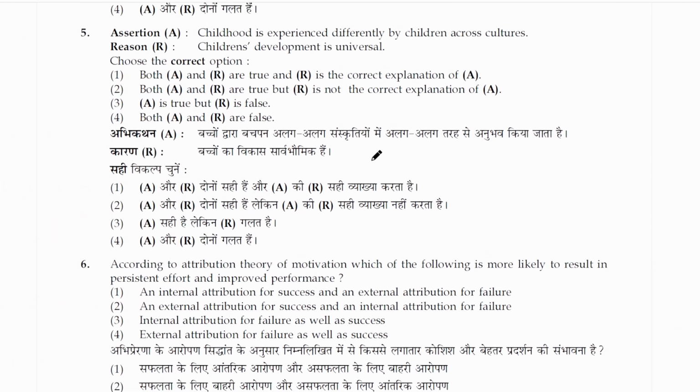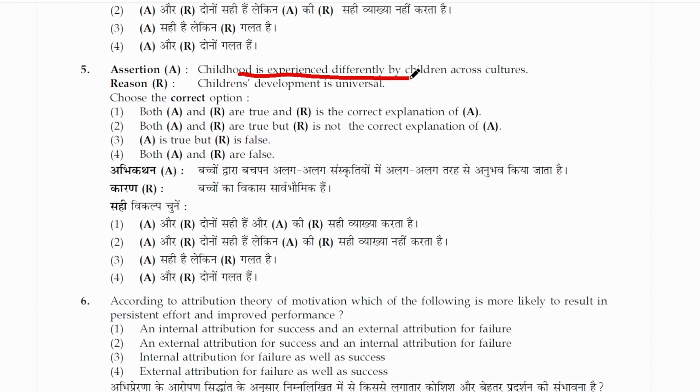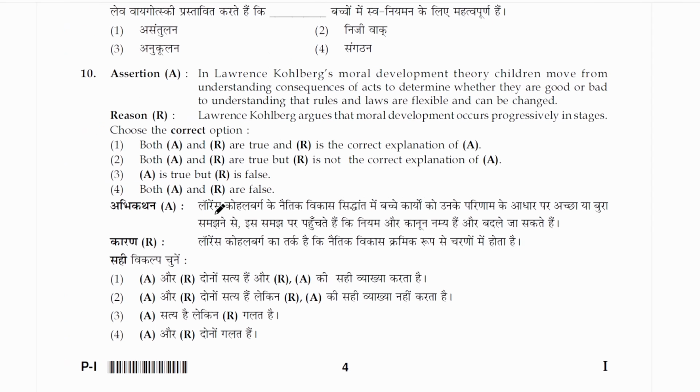The next question: childhood is experienced differently by children across cultures. So childhood, remember, is a social concept. So this is true. The reason says children's development is universal. So development, we know, is not the same everywhere. So A is true, but R is false. Next is question number 10.